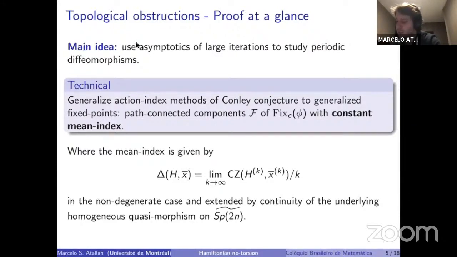And here I just wanted to write at least one definition of the mean index in terms of the Conley-Zender index. This is how one could define it in the non-degenerate setting, and then it is just extended by the continuity of the underlying homogeneous quasimorphism in the degenerate setting.